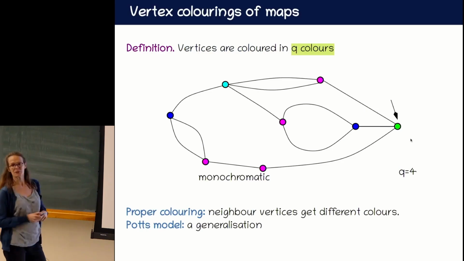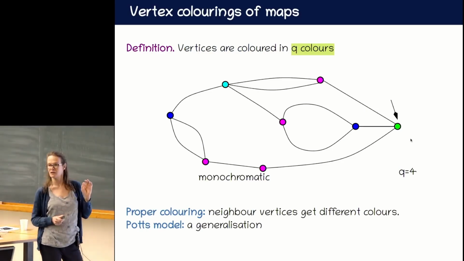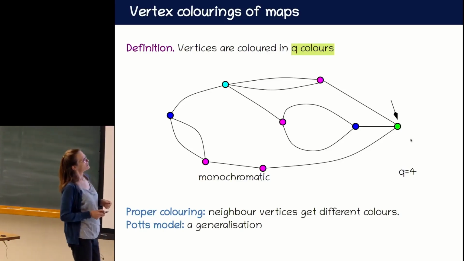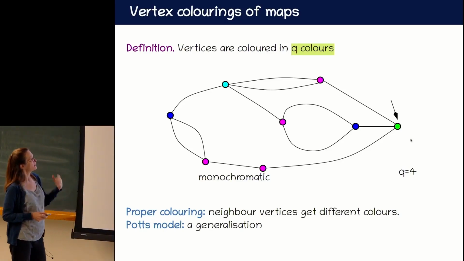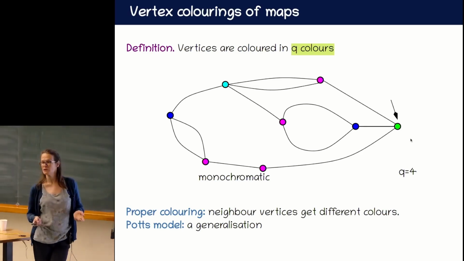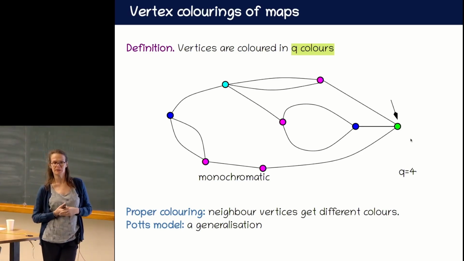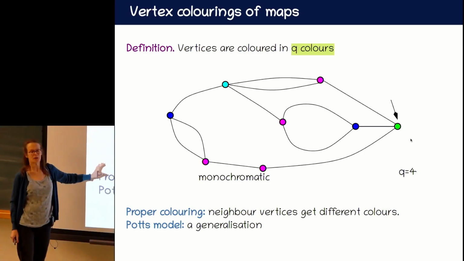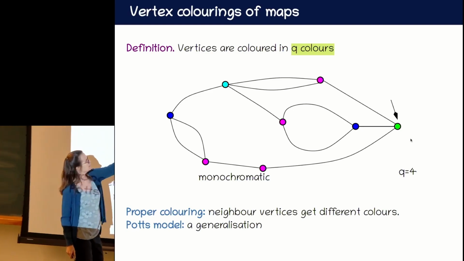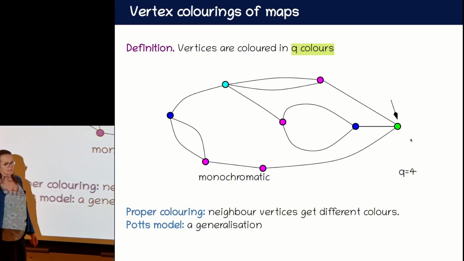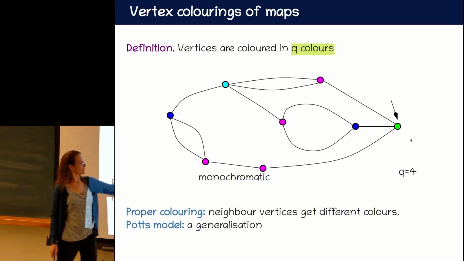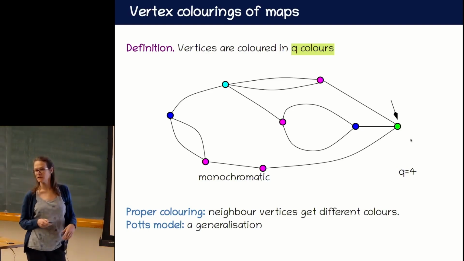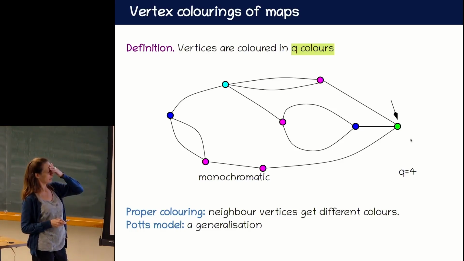Finally, my maps will be colored, and always vertex colored. I don't color faces. So this means that I'm given a set of Q colors, here 4, and I assign a color to every vertex. So if you have n vertices, there's Q to the n colorings. That's not so hard to count. But what's harder to count are proper colorings, those in which you forbid such monochromatic edges. That is, you want neighbor vertices to get systematically different colors. And the Potts model is, in fact, a generalization of this counting problem.